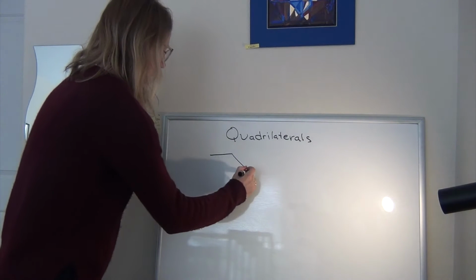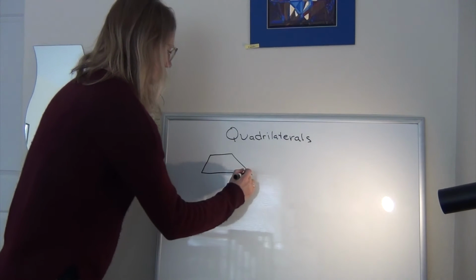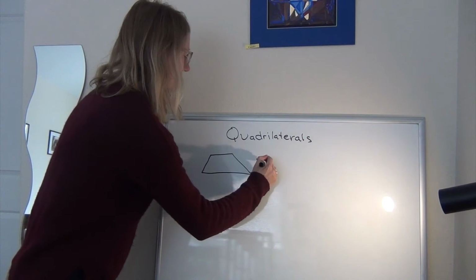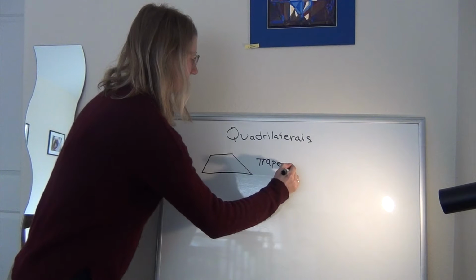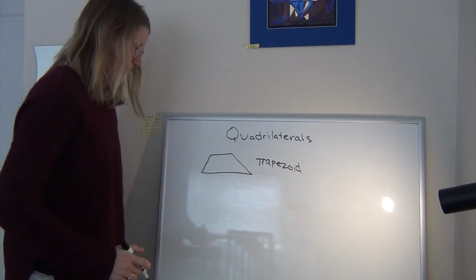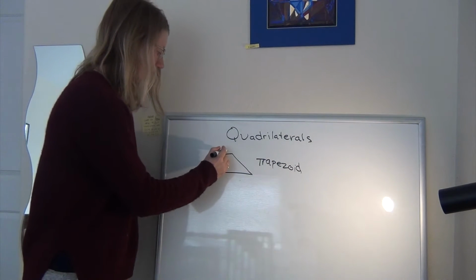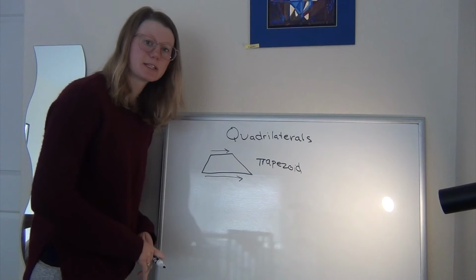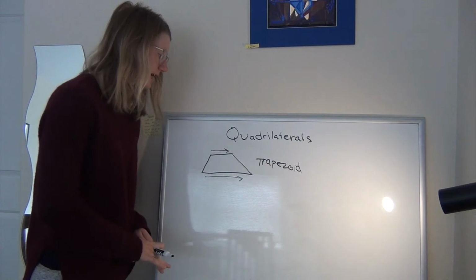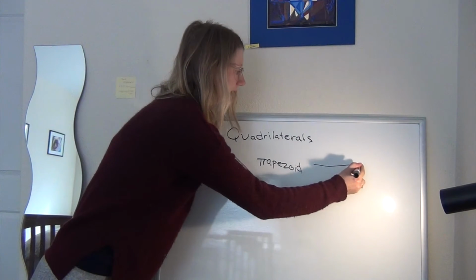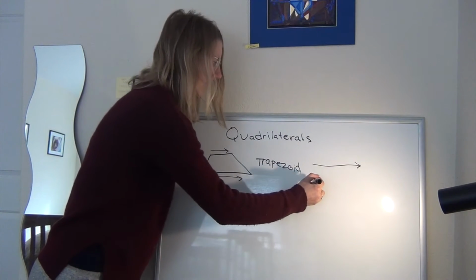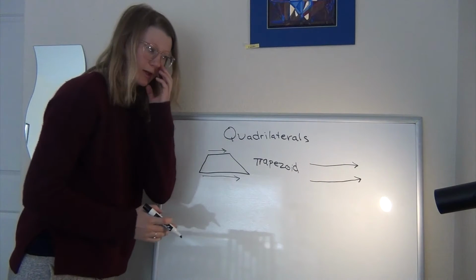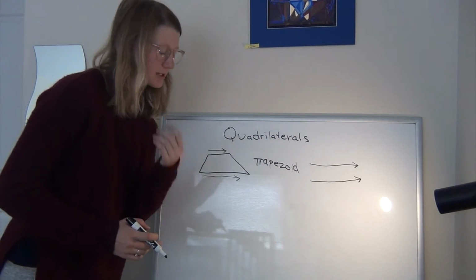So here's an example of one quadrilateral. You know what this one's called? Trapezoid. This is a trapezoid. And the reason it's a trapezoid is because it has one pair of parallel sides. And if you were listening closely this week, you would know that parallel sides mean that they're two lines that don't touch each other. They're just going next to each other. Parallel sides are never going to cross.